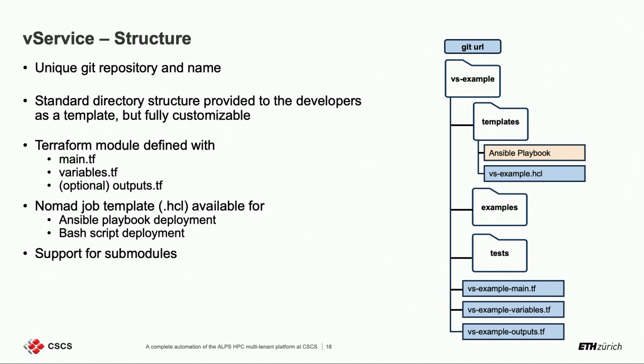Taking a look at what the vService is. Actually, we can describe it as a repository with a standard structure that we provide to the developers as a template. And the template helps facilitate the approach, as it is something that is ready to be deployed. So we have 2 versions of the template. We can work with Ansible or Bash script. We'll show you later how. And basically what we ask the developer is to use this structure of main, variables and output to develop the code.